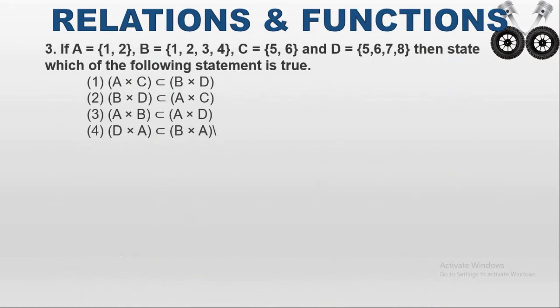Next, question number 3. If A equal to set of 1, 2 and B equal to set of 1, 2, 3, 4 and C equal to set of 5, 6 and D equal to set of 5, 6, 7, 8, then state which of the following statements is true. So what is the problem given here? The sets A, B, C and D are given. Some statements are given below as options. From those options we have to say which statement is true, depending upon the values presented in A, B, C and D.